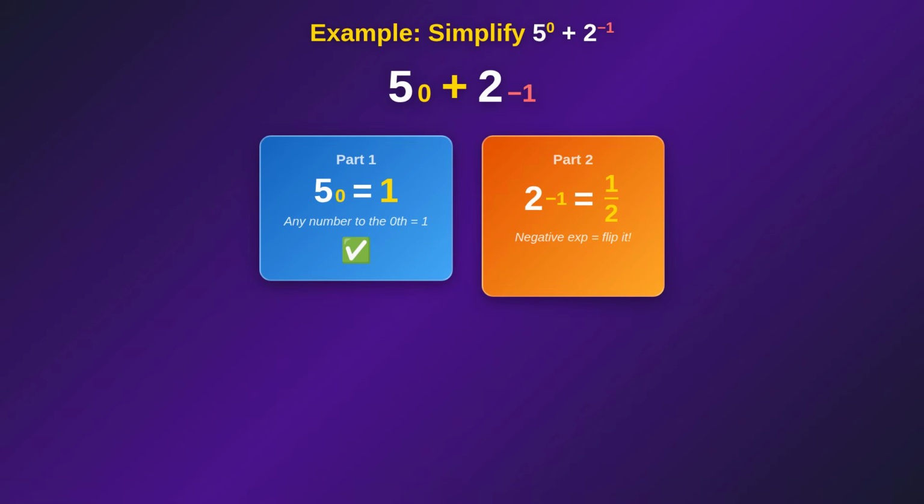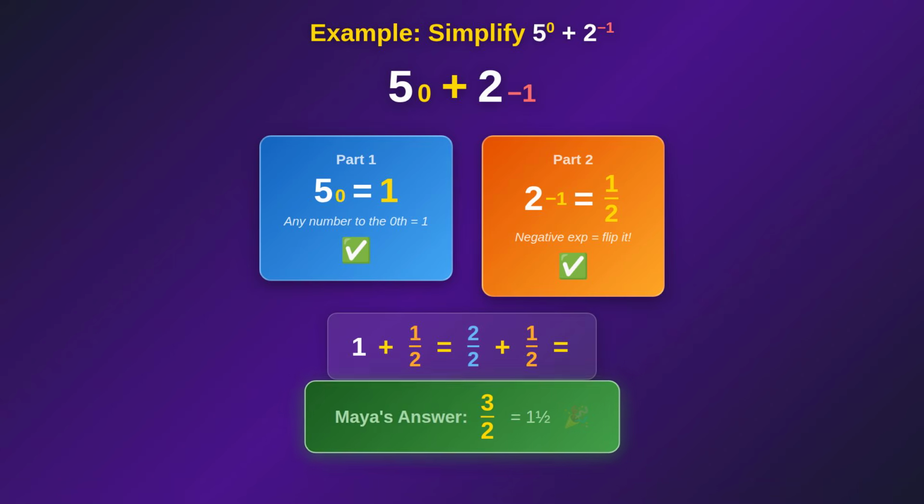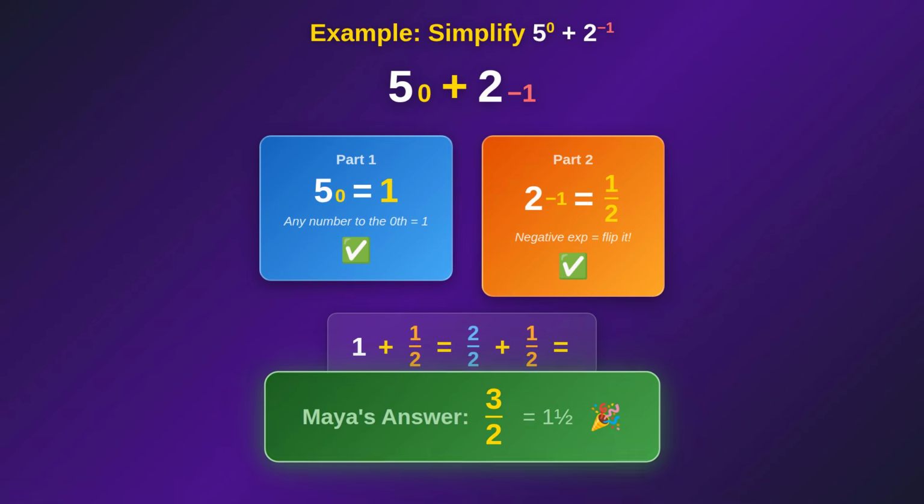5 to the 0 plus 2 to the negative 1. Don't panic, we just handle each part separately. Part 1, 5 to the 0. Any number to the 0 power equals 1, so that's 1. Part 2, 2 to the negative 1. Negative exponent means flip it, 1 over 2 to the first, which is 1 over 2.